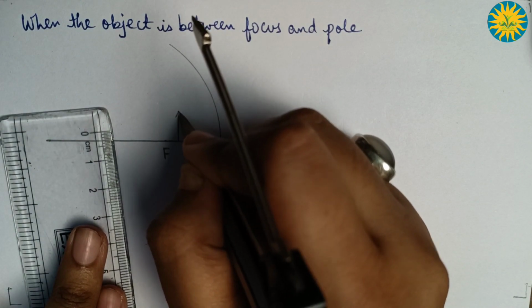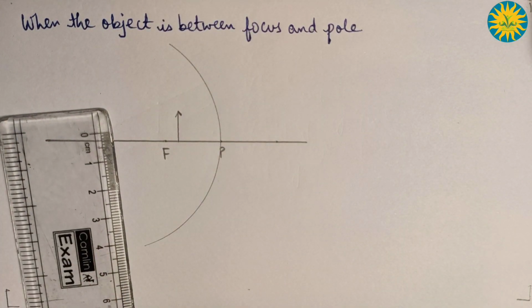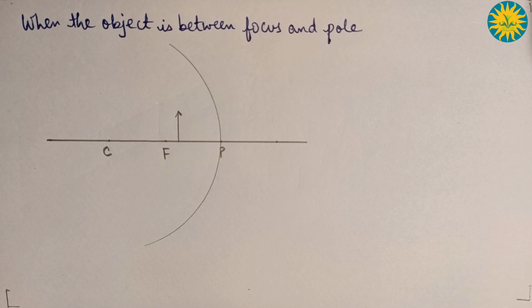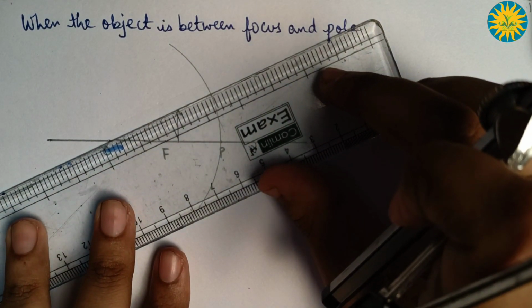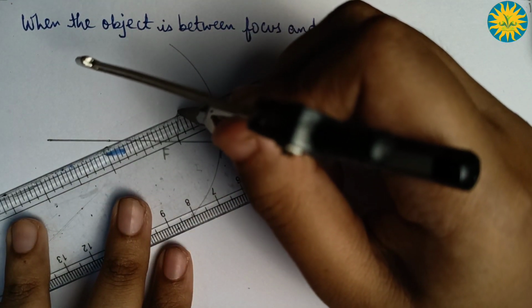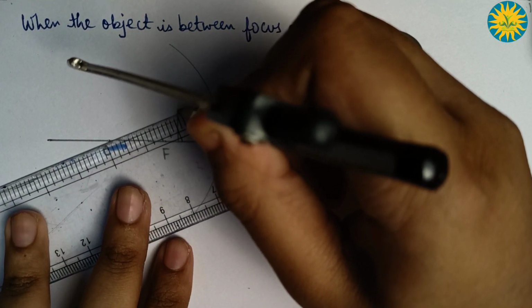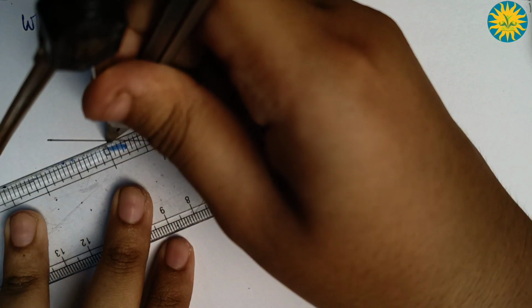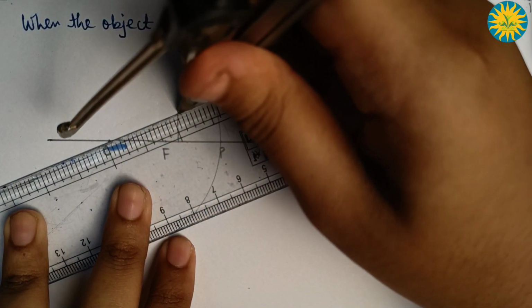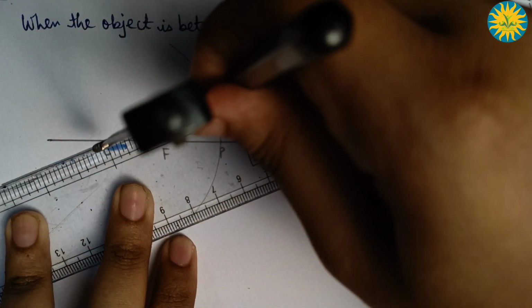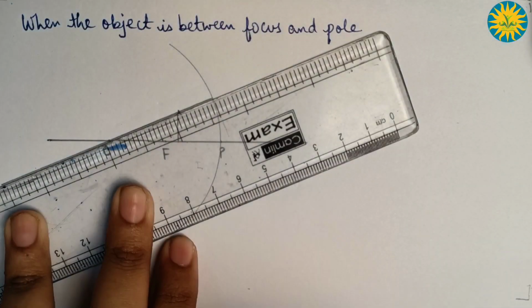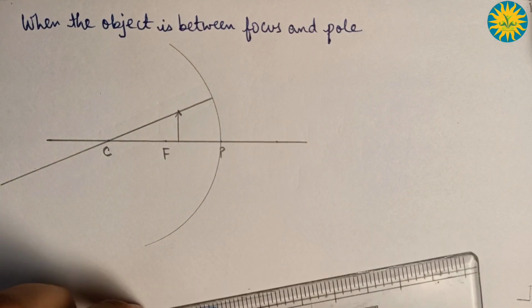So this is our object that is placed in between focus and pole. Now we will draw our first incident ray that will pass through the center of curvature. So this is our center of curvature and the first incident ray is passing through the center of curvature and the reflected ray is also retracing its path.